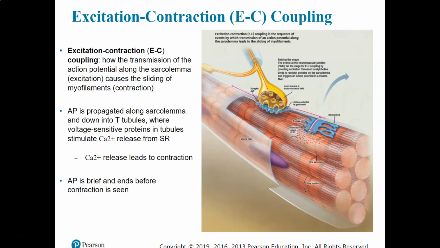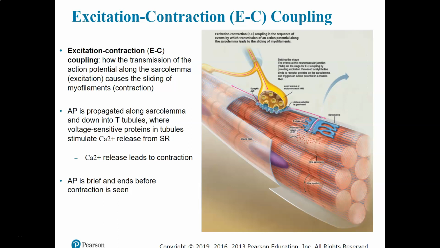How does the depolarization of the sarcolemma actually lead to muscle contraction? This is what we call excitation-contraction coupling, or EC coupling. Remember that at the axon terminal, acetylcholine is released. Acetylcholine binds to the acetylcholine receptors, which are chemically gated sodium channels. They open up, sodium goes in, and this causes a localized depolarization called the end plate potential.